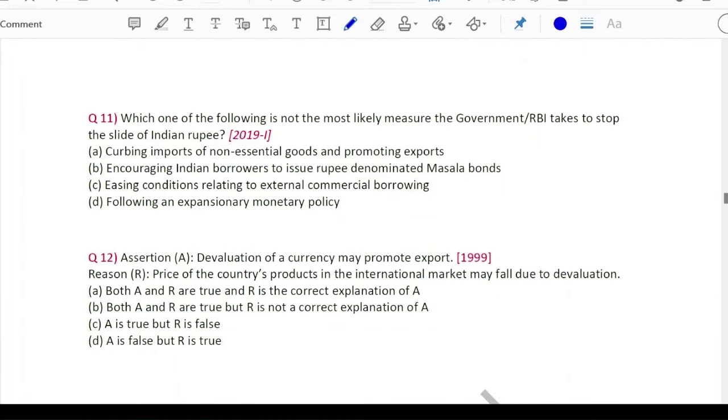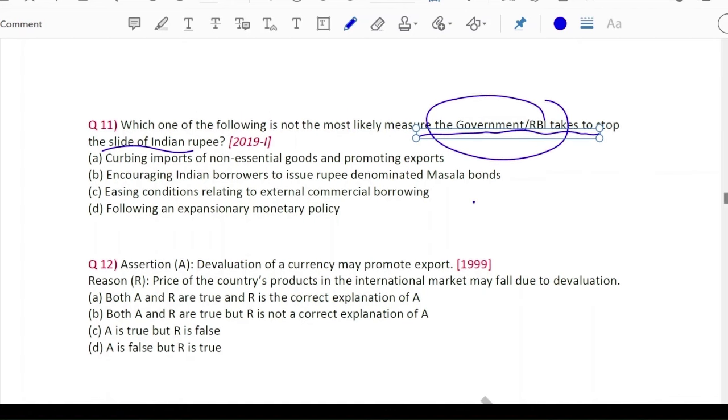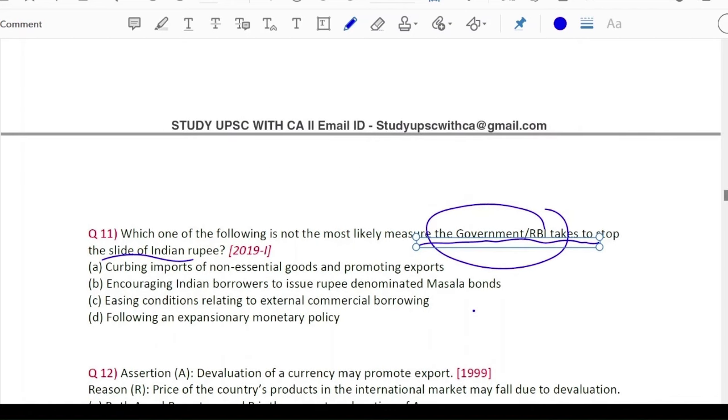Which one of the following is not most likely the measure the government or the RBI takes to stop the slide of Indian rupee? Slide of Indian rupee can be stopped with, here you need to understand, rupee price depends on the supply and demand.